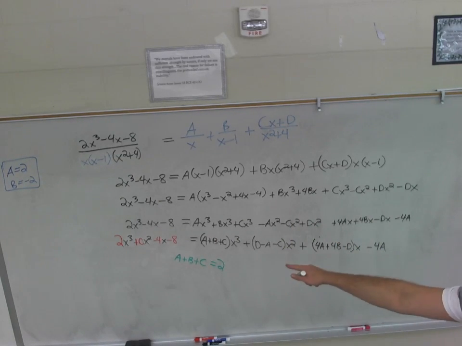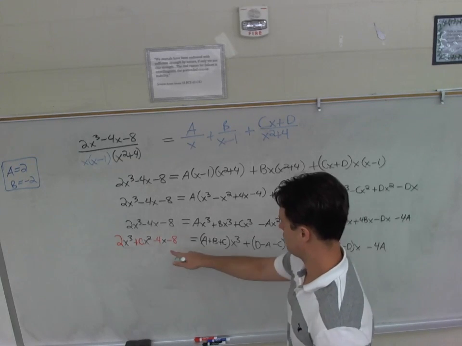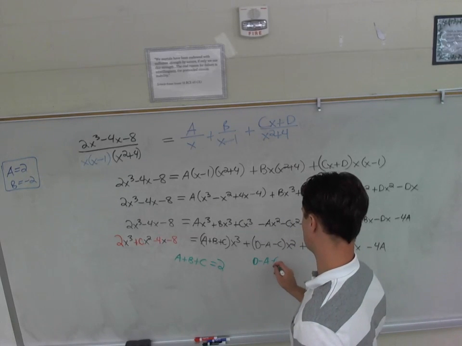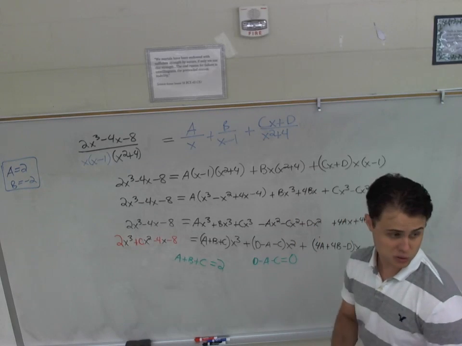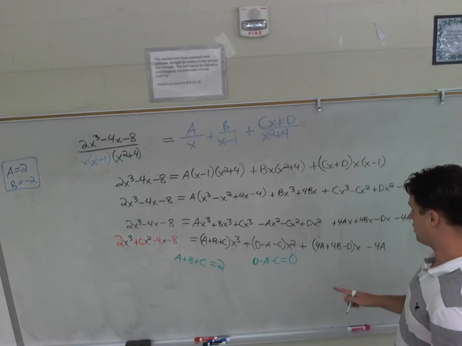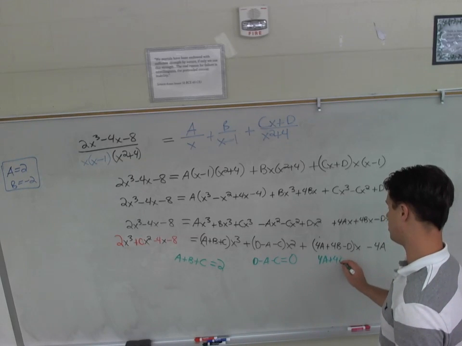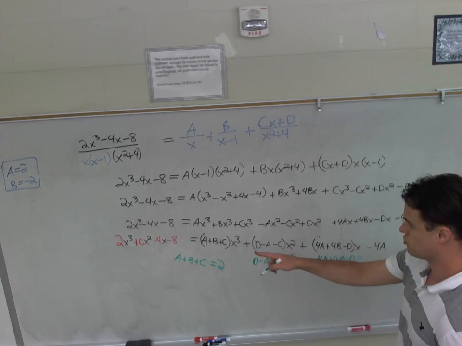Besides that one, if you equate x squared, what do you get? D minus A minus C equals the x squared coefficient, which was 0. Does that make sense? And then for this one, you have 4A plus 4B minus D. I hope I didn't mess that one up. Equals what? -4.